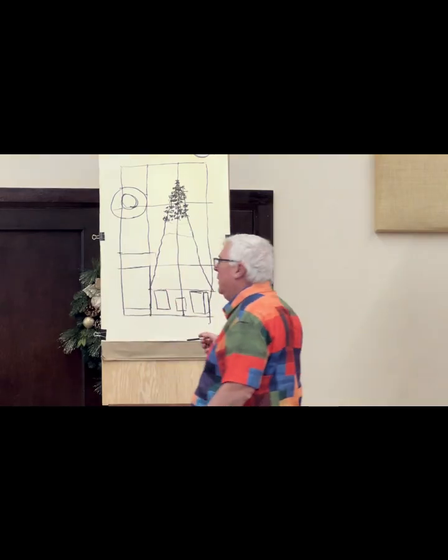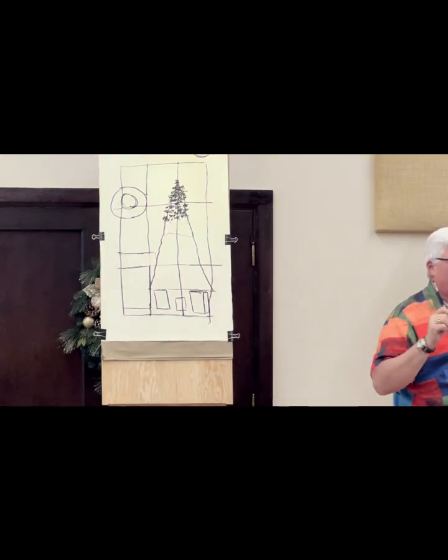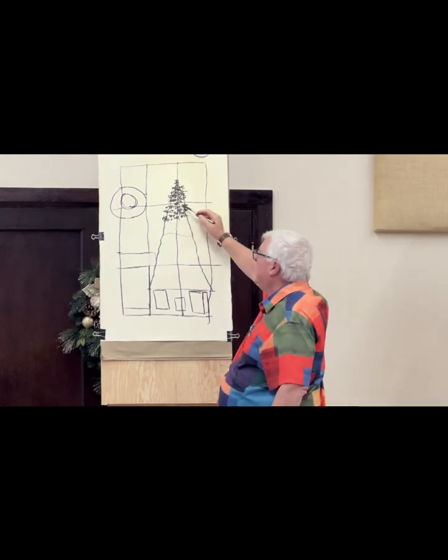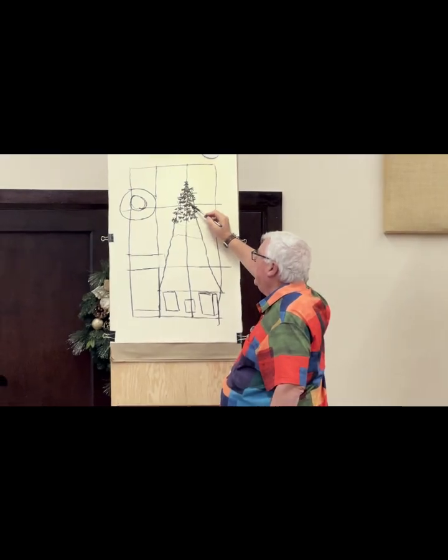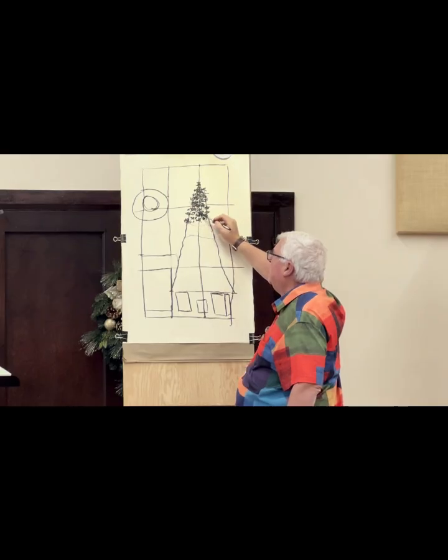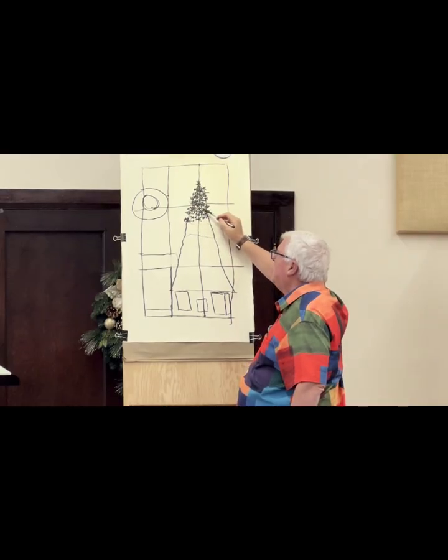So you can see here, I've left a whole bunch of white space around what I've done, and it doesn't look really very good. But once I put in some darkness, and really I'm just kind of filling that in, it starts to look a little bit more like a tree.